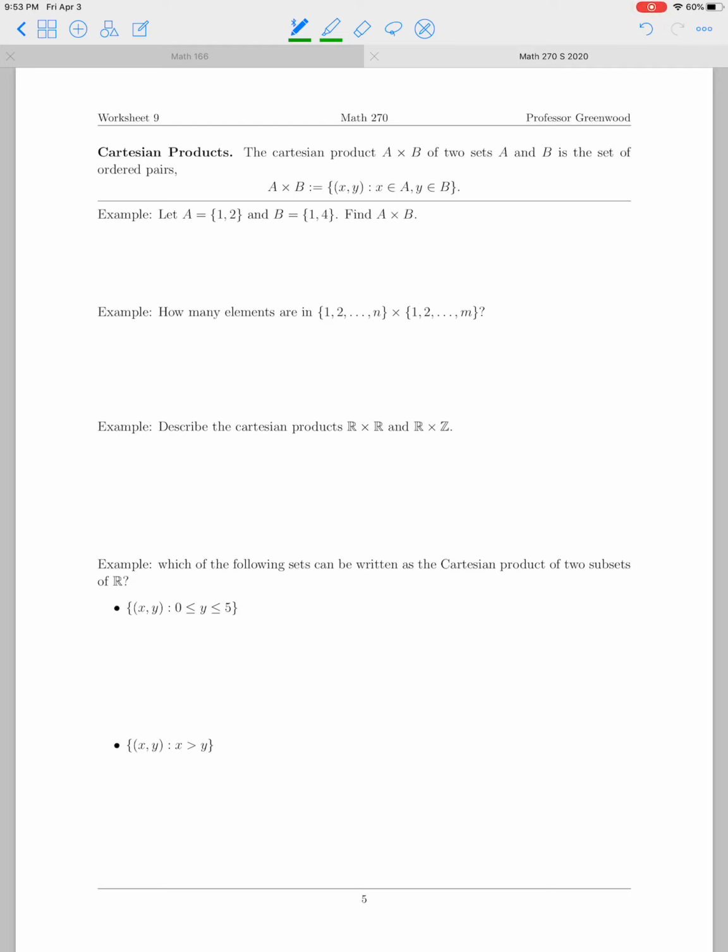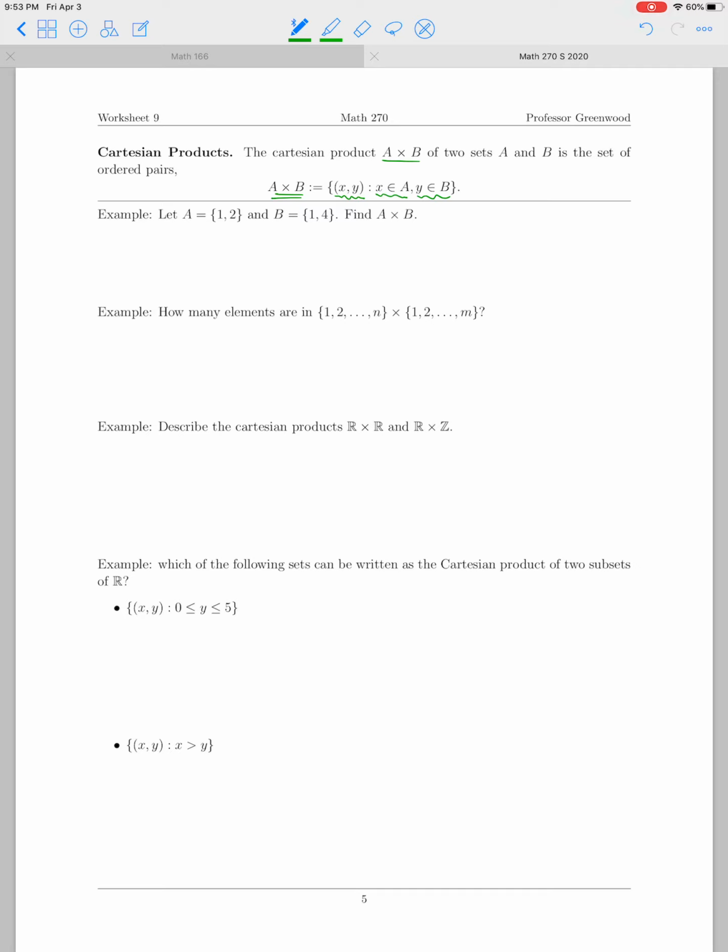Let's talk about Cartesian products. So a Cartesian product of two sets, A and B, can be written as A times B. And A times B is just notation for all of the ordered pairs x comma y, where x comes from my first set and y comes from my second set.